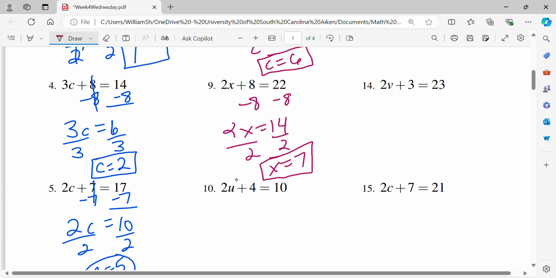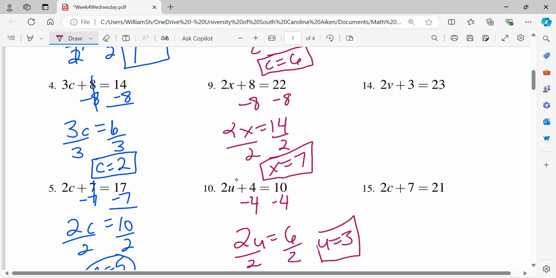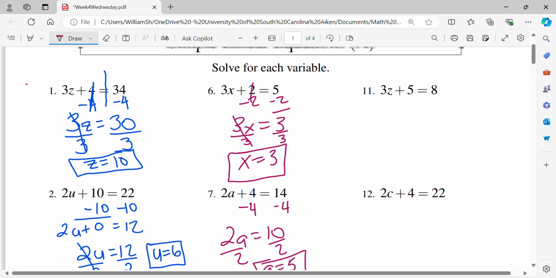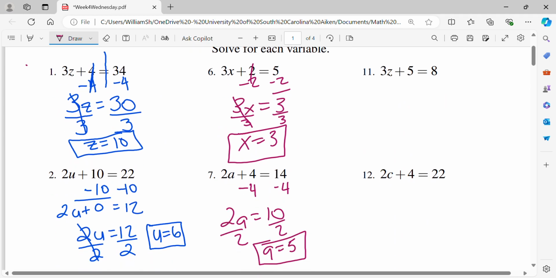All right, number 10 says 2u plus 4 equals 10. So I'm going to subtract 4 from both sides. I'm going to get that 2u equals 6. I'm going to divide by 2 so that u equals 3. All right, last row of this worksheet, and then we'll move on to something a little harder.